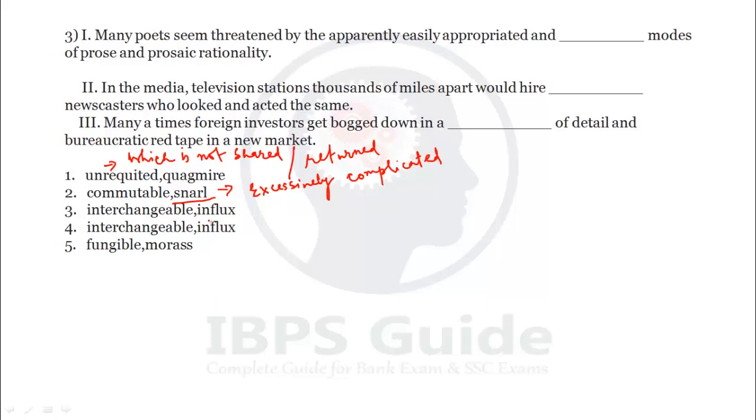Third option पे है influx. Influx, that means arrival of a large number of people. Exodus भी हम लिख सकते हैं, arrival of a large number of people.